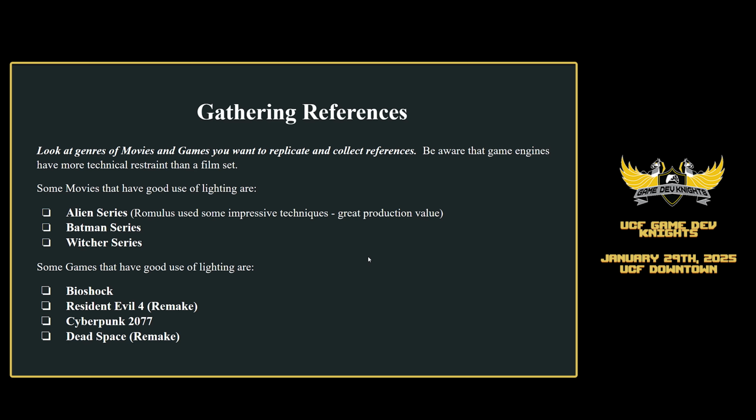Some good games that have very good use of lighting are Bioshock, Resident Evil 4 remake, Cyberpunk, Dead Space remake. You can even look at older games and see how they found unique solutions to the technological restraints. I believe Doom back in the day had painted on light to the textures to simulate light, even though they didn't really do lighting. So it's neat things like that, workarounds for performance and aesthetics, that you should really be looking into for your games, because at the end of the day, this is only going to help you.